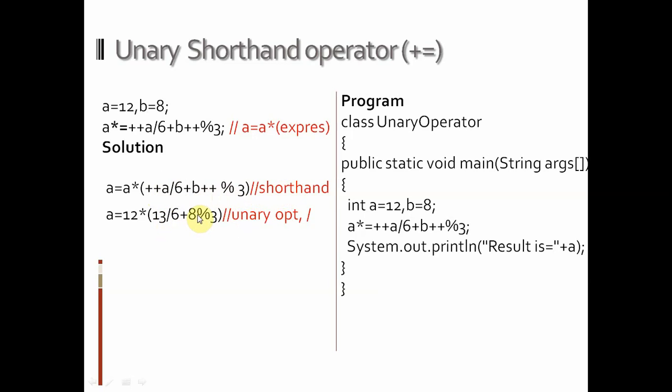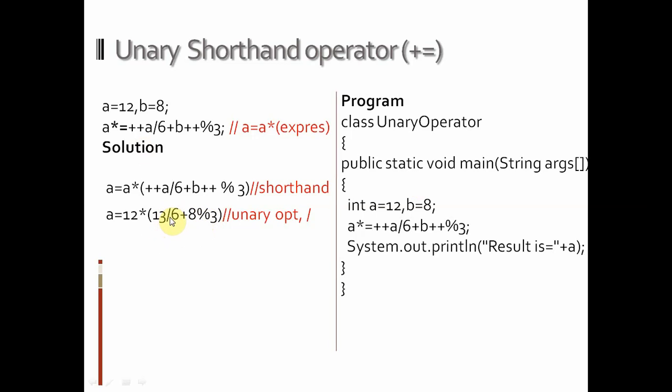In this case, here are three operators: divide, modulus and plus. Divide and modulus are higher priority operators, so they will be solved first compared to plus. Now the question is that divide and modulus have the same priority, so which operator will execute first? The operator associativity rule will be followed. According to the associativity rule, division and modulus operators are of the same priority, so they will execute from left to right.